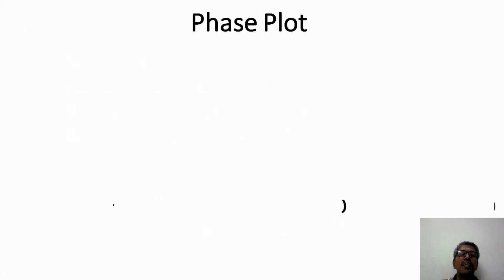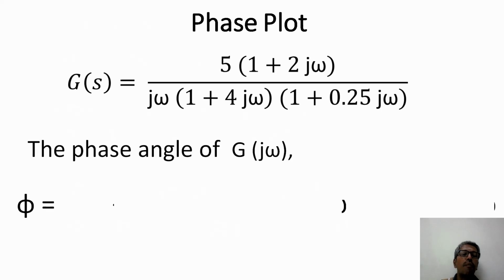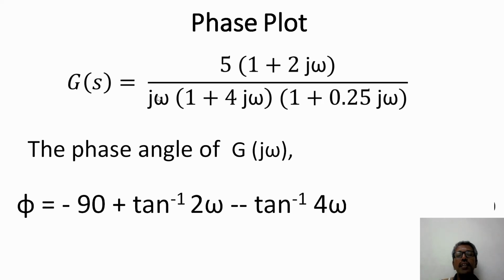Now you have to find the phase plot. For that, phi equal to the first term, 5 divided by j omega. Here the j omega is in the denominator, so I will put minus 90 because it is only an omega term. The next is 1 plus 2 j omega. It is in the numerator, so I will put a plus symbol, tan inverse of 2 omega. So the next term is 1 divided by 1 plus 4 j omega. That is in the denominator, so I will put minus tan inverse of 4 omega. Similarly, the 0.25 omega is also in the denominator, so I will put minus tan inverse of 0.25 omega. So these are the formulas for the phase plot.